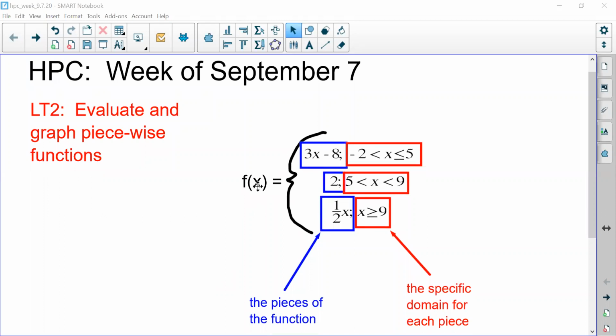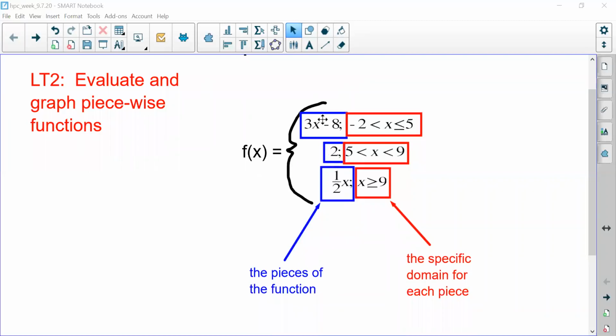A piecewise function is just a function which is broken up into pieces. This first example has 3 different pieces. The items on the left-hand side are the actual pieces of individual functions. Here we've got a line with a slope of 3 and a y-intercept of -8. Here we have just the number 2, which would just be a flat line, a horizontal line with a slope of 0. And here we've got a third line with a slope of 1/2.